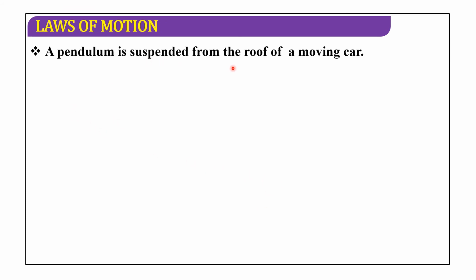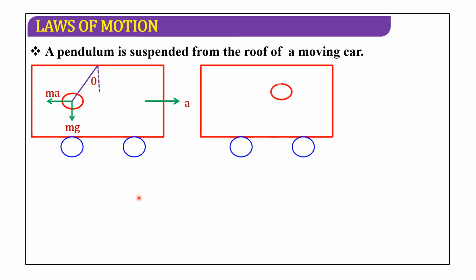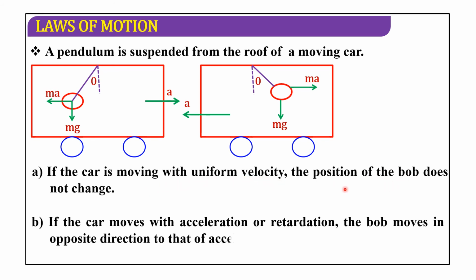Now, a pendulum is suspended from the roof of a moving car. Here, observe this picture. If the car is moving with uniform velocity, the position of the bob does not change. If the car moves with acceleration or retardation, the bob moves in the direction opposite to that of the acceleration.